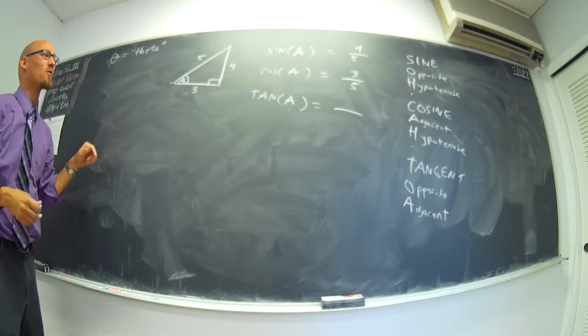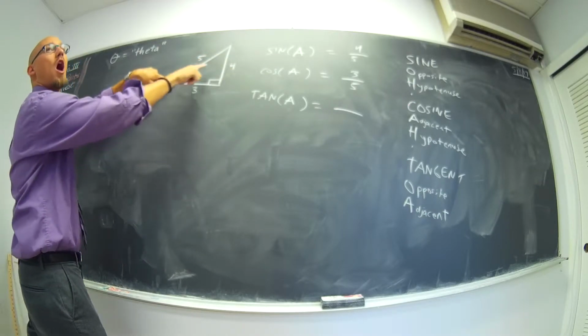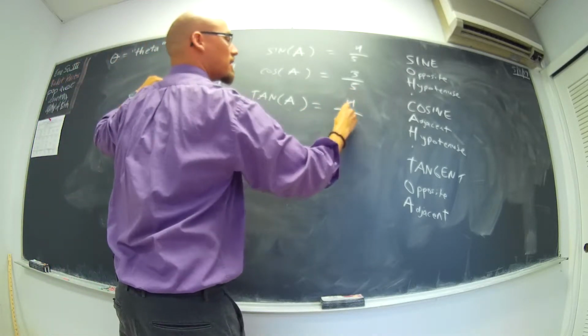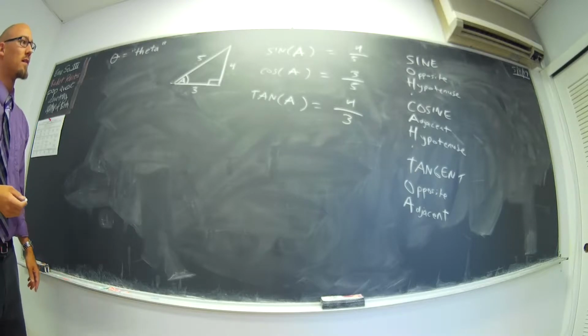The tangent is opposite over adjacent. TOA. 4/3. Is it 4/3? This feels better. I understand this.